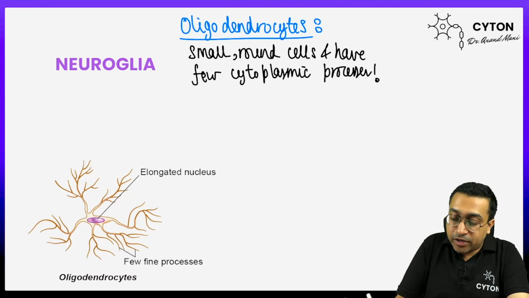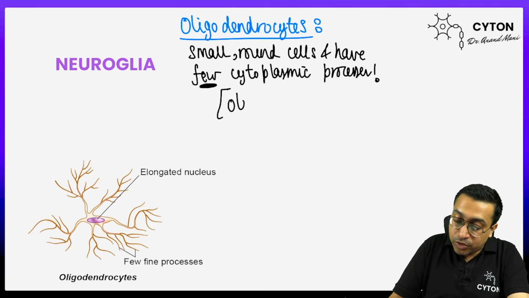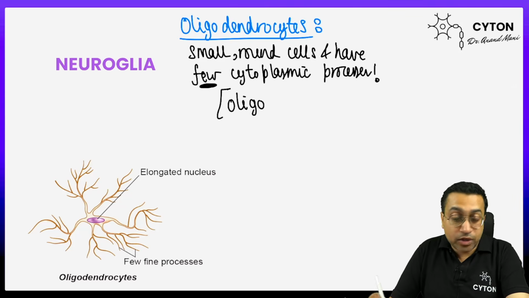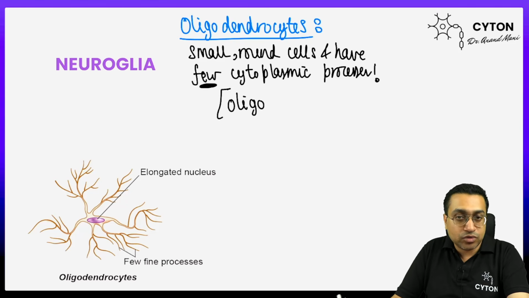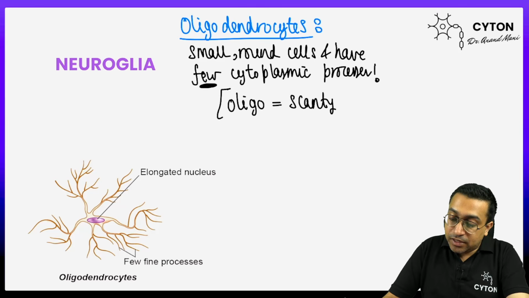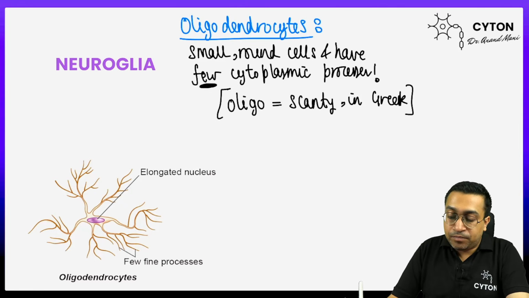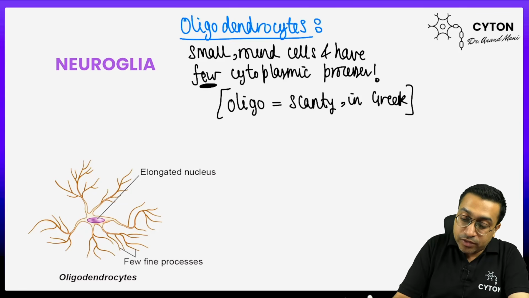Now you might be wondering why few cytoplasmic processes, because of the same term. Because of oligo, you should know this because you will get this word oligo multiple times. In obs and gynae also it comes into the picture. Oligo is equal to scanty. Okay, this is in Greek. So that is the reason why we are having this few. So that is with the name which is given.